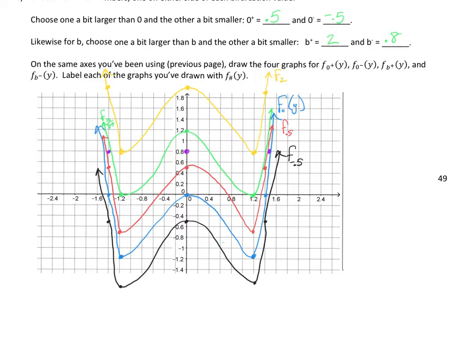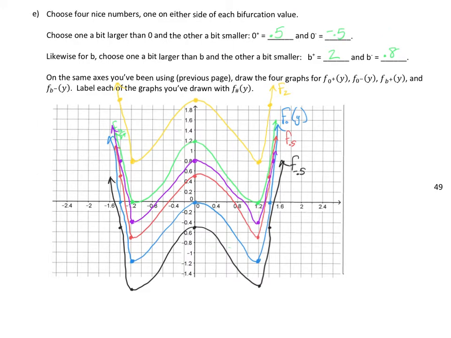And then my minimums have to move up by 0.8. Right now they're at negative 1.2, so they're going to go up to about negative 0.4. There we go. All right, now I connect my purple dots with the same shape. All right, that's all the graphs that we were asked to draw.